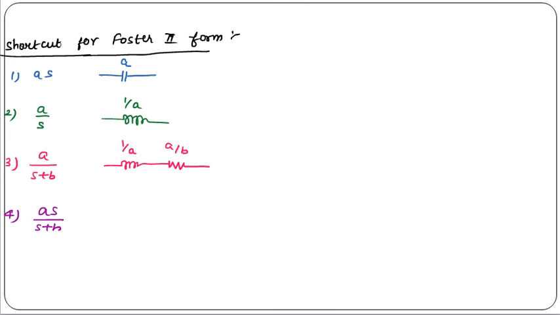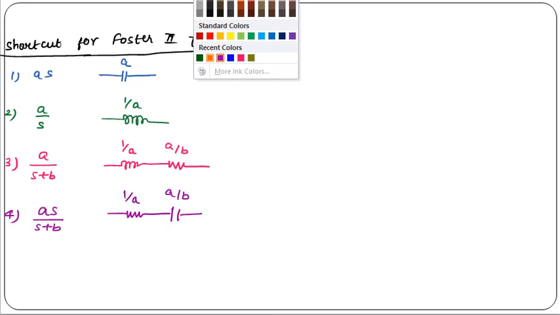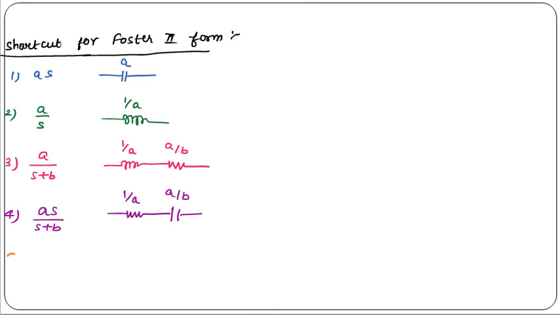S plus b. So if it is coming in this form, this indicates that you will be having a series combination of resistor and capacitor. So resistor value is 1 by a and capacitor value is a by b. And lastly, if you are getting a into s by s square plus b form.